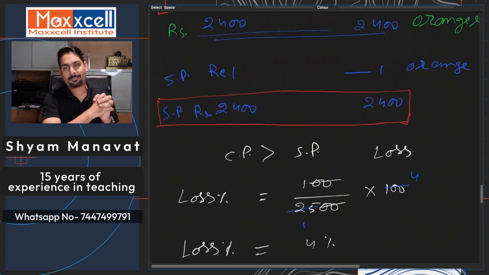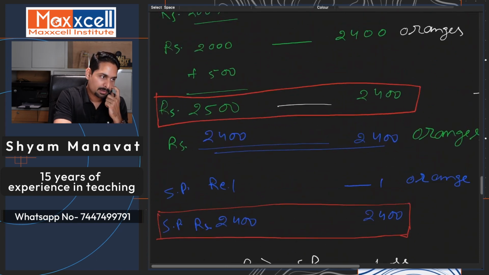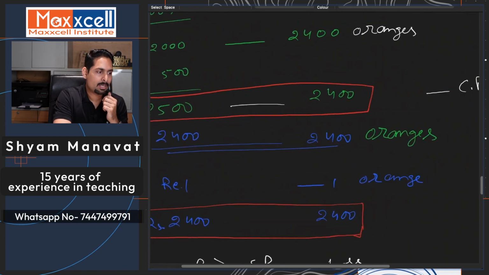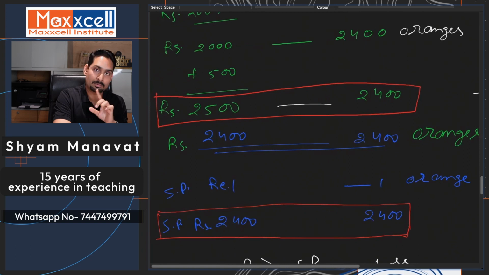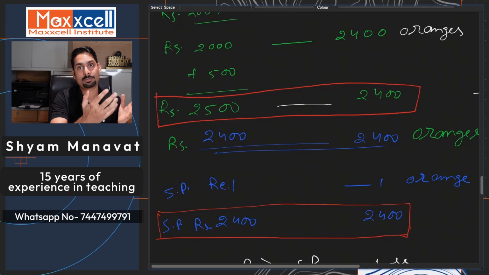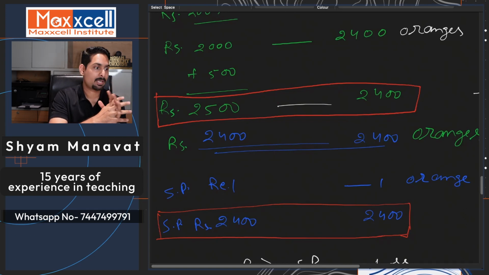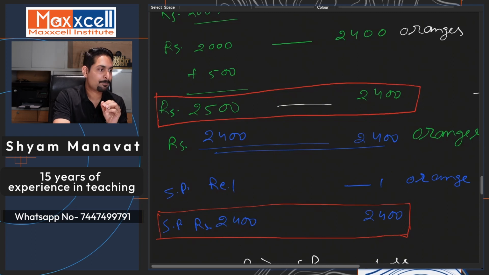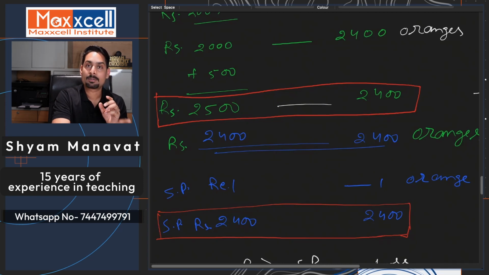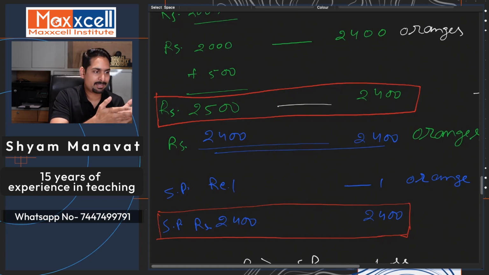Great. Sometimes students ask me, sir, is it necessary that we calculate the selling price of 2400 itself? Can't we calculate the cost price of one orange? You can. Whatever is making your calculation easy, do that. I find this easy because when I divide 2500 by 2400 to calculate the cost price of one orange, it looks a little difficult.